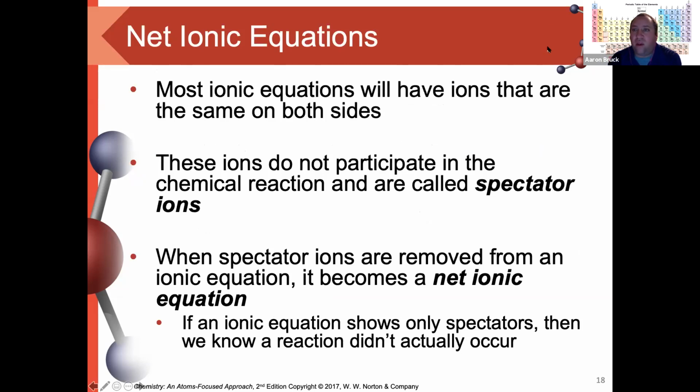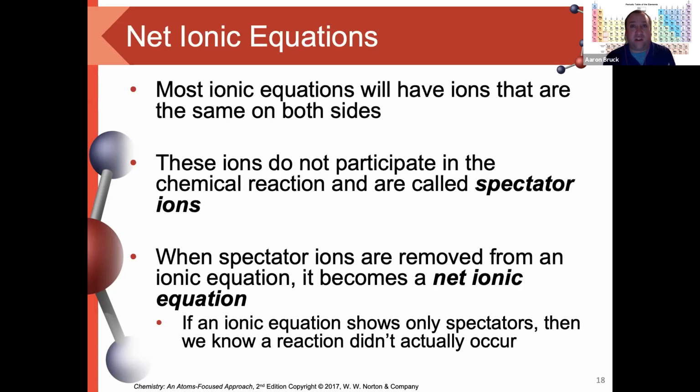Now there's one more thing that we can do to help clarify the reactions themselves, and that is something called a net ionic equation. Net ionic equations take advantage of the fact that most of the ionic equations we look at are going to have common ions on each side of the reaction. The ones that are common on each side are the ones that did not react. We call them spectator ions. And since they don't react, they need to be removed.